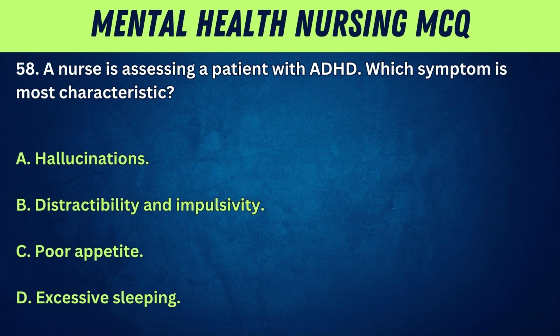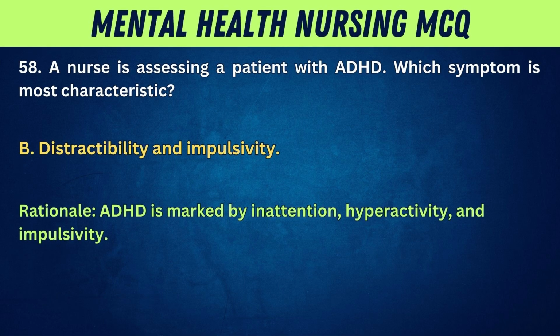58. A nurse is assessing a patient with ADHD. Which symptom is most characteristic? A. Hallucinations. B. Distractibility and impulsivity. C. Poor appetite. D. Excessive sleeping. Answer: B. Distractibility and impulsivity. Rationale: ADHD is marked by inattention, hyperactivity, and impulsivity.